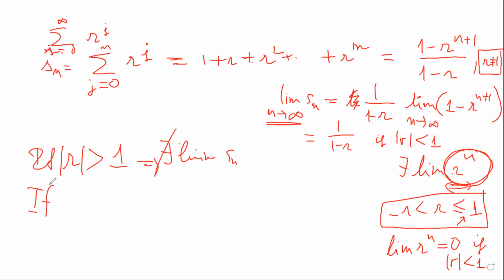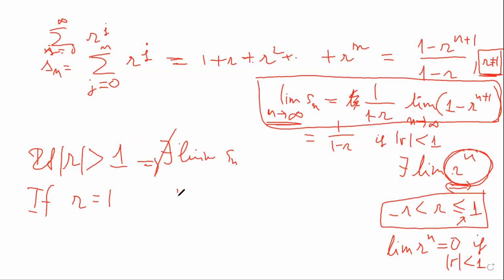Now the one special case where we cannot use this formula is when r equals 1. If r equals 1, then Sn goes to infinity, so the series diverges as well. So that finishes our proof of the formula for the geometric series. Do you have any questions?